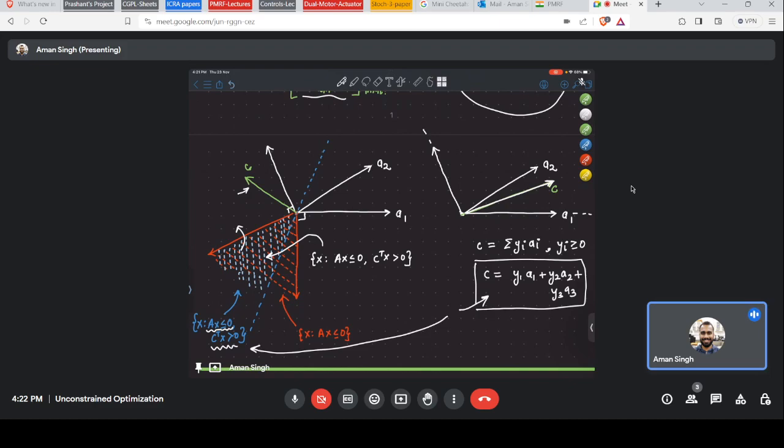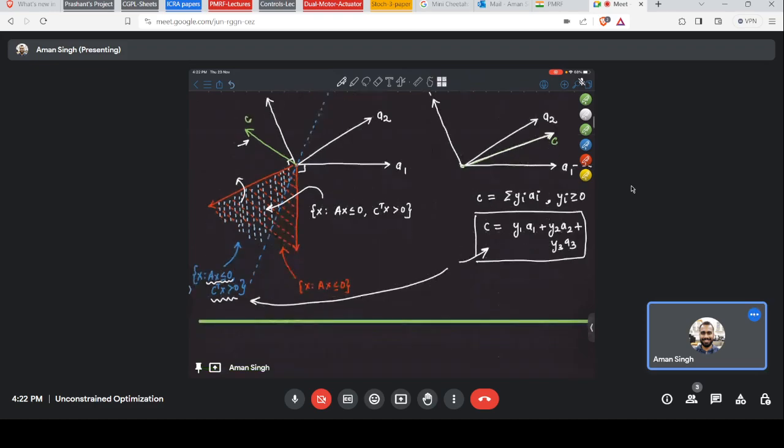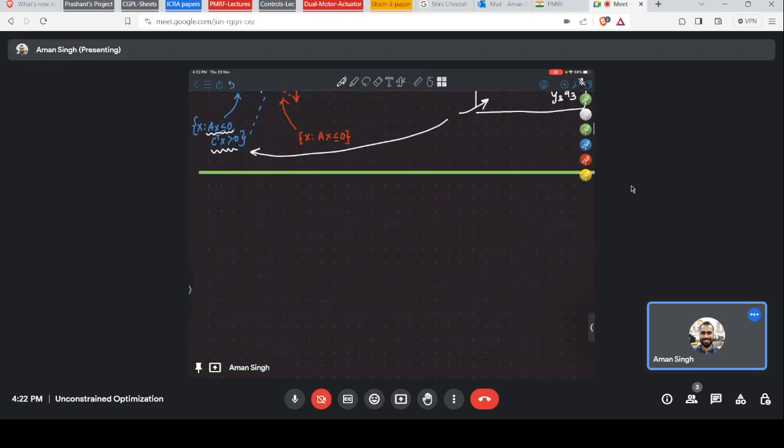We will not use Farka's lemma in today's lecture, but we'll use it in deriving optimality conditions in further coming lectures. But it's an important lemma that we discussed in a previous lecture, so I just wanted to reiterate it. Now let's come to today's lecture.